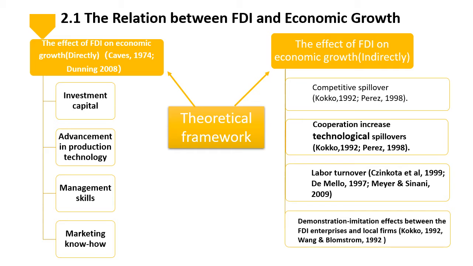Part 2, let's look at the literature review. Look at the table on this slide. We can know that the effect of FDI on economic growth can occur through both direct and indirect effects. For the direct effect, multinational enterprises can bring in investment capital, new productions, technologies, management skills, and marketing know-how for the local firms. This can lead to improvement in their industrial capability and the level of economic development.